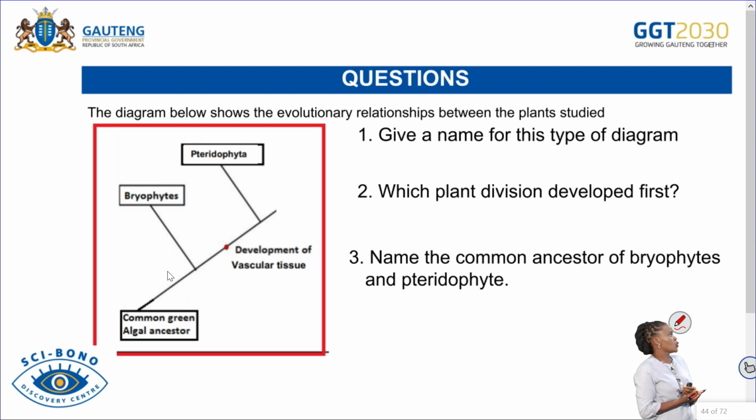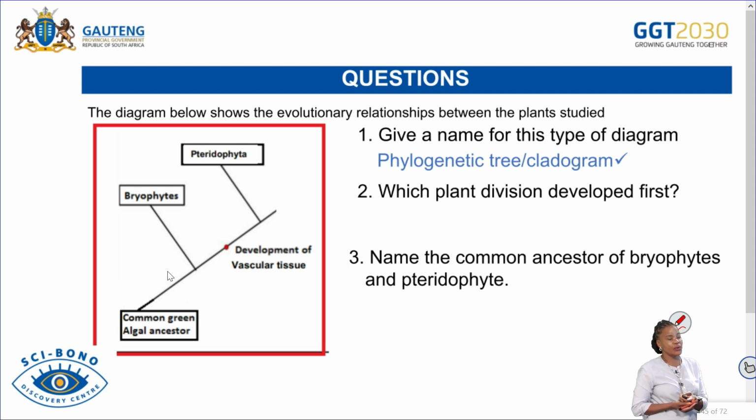The diagram below shows the evolutionary relationships between plants studied. We are given this diagram, and it has the common green algal ancestor, which gave rise to the bryophytes as well as the pteridophyta, and then there is development of vascular tissues. Now let's check our questions. Question number 1, give a name for this type of diagram. What do we call this diagram? Remember, we said it is a phylogenetic tree, or the cladogram.